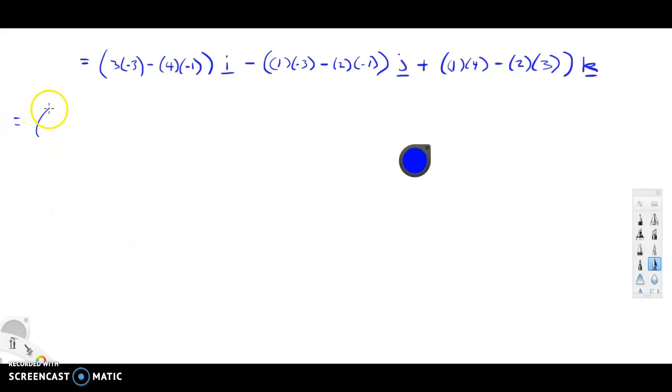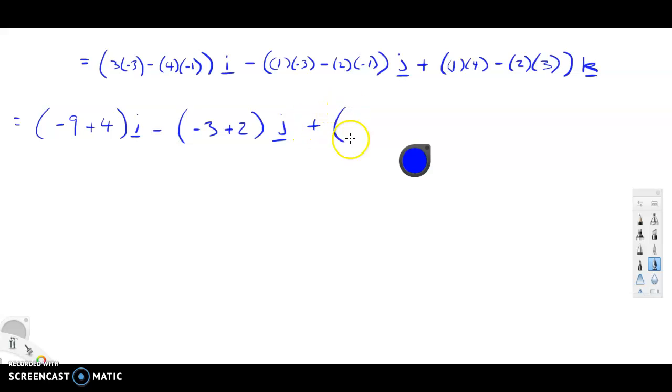So we keep our big bracket. 3 times minus 3 is minus 9. Then we're going to have 4 times minus 1 is minus 4. Minus that is going to give us a plus 4. That's going to be in front of our I. Then 3, that's going to be minus 3 there. So again, we have 2 minuses here, so we're going to end up with a plus 2.